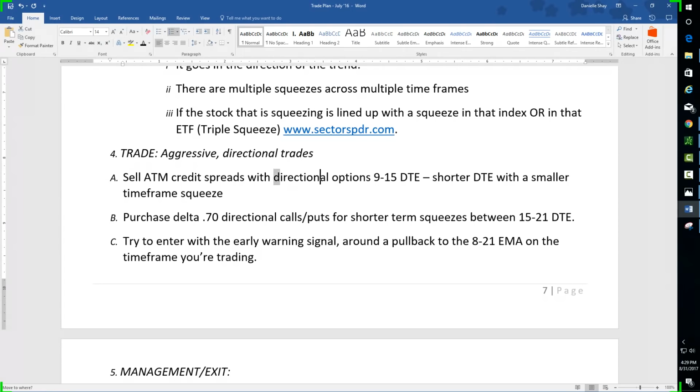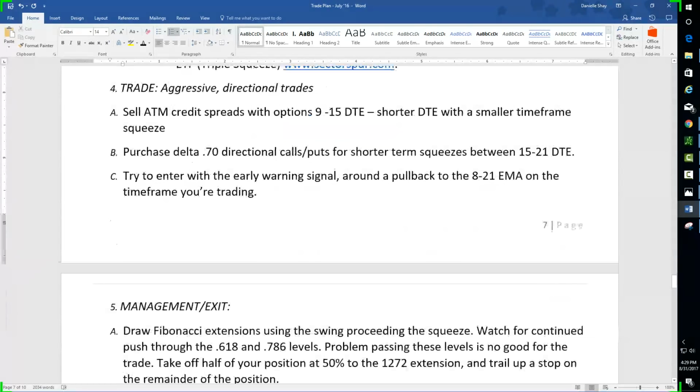With options about 9 to 15 days out. I really don't even do it that far out anymore. I would prefer to just stick with the 9 days, but sometimes you do have to go a little bit further out. And then purchase Delta 70 directional calls, and I do go a little bit longer out now, 30 days.